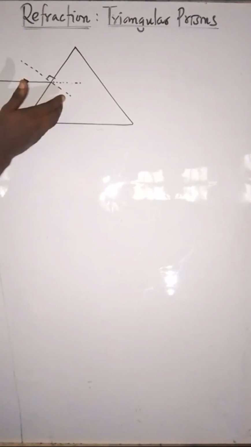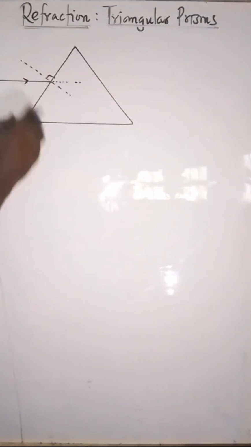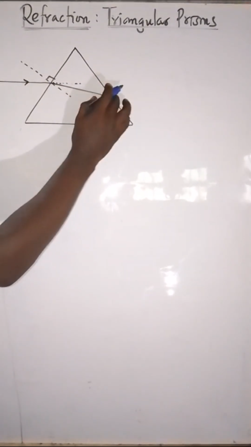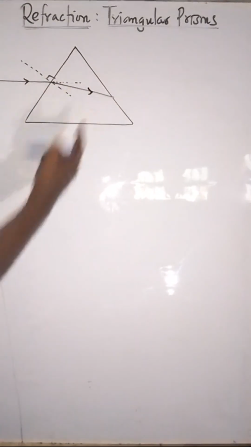Let's say it's moving from air to the glass. Less dense to a denser medium, it's moved towards the normal. This is the normal. So this light will refract and move towards the normal. We'll have something like this. So this is the incident ray, refracted ray.